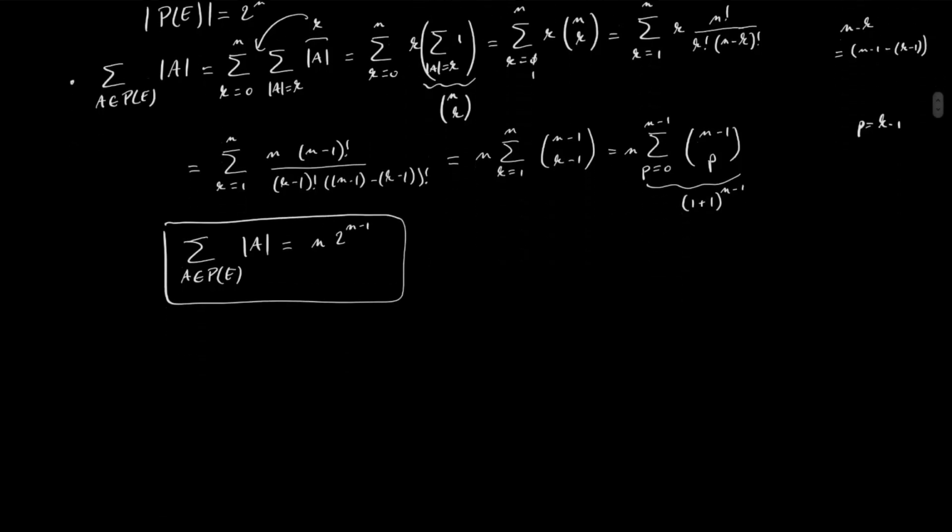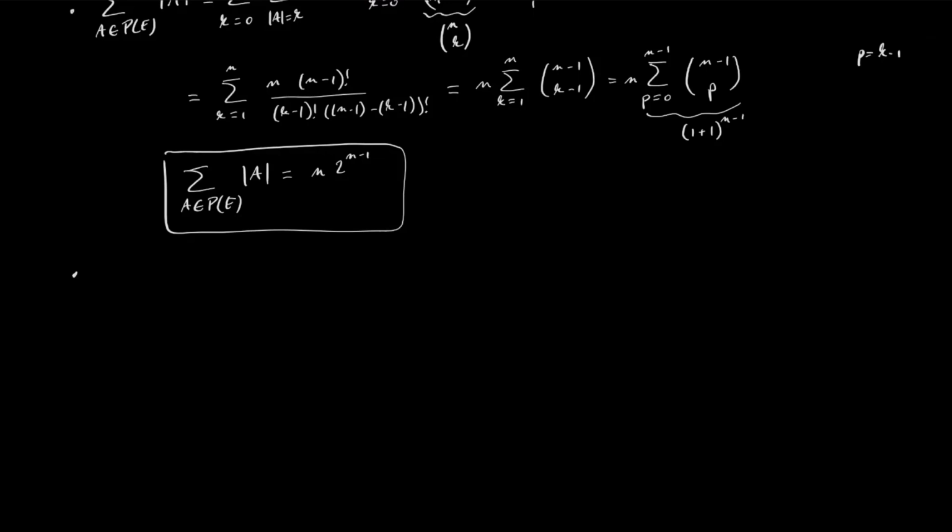Okay, so now let's find another interesting formula that is about the intersection of two subsets A and B. So we would like to know the sum for A and B being subsets of E of the cardinality of the intersection of A and B. To solve this, we're going to use the same trick as before, which is to partition this sum according to the cardinality of the intersection of A and B. So this sum is equal to the sum for k equals 0 to n of the sum over all intersections A and B that have a cardinality of k of the cardinality of the intersection A and B.